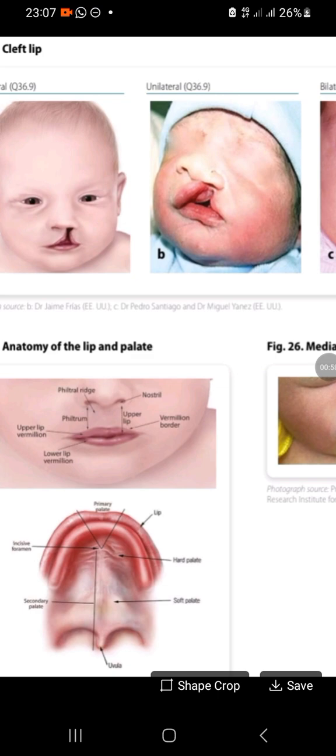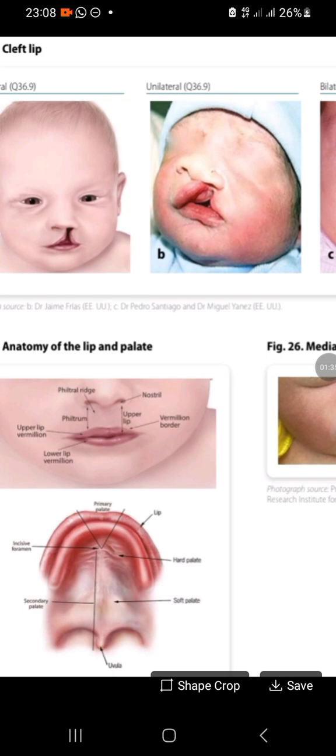The cells are not fused together. That's what we call the cleft lip, and it is a result of the failure of the neural crest cells to fuse. The neural crest cells are responsible for the formation of the facial region or the outer skin. So here, during embryonic development, the neural crest cells migrate, right?